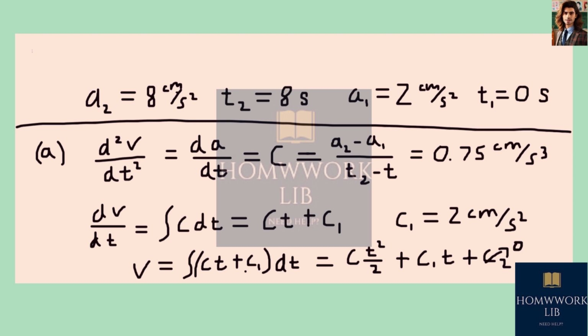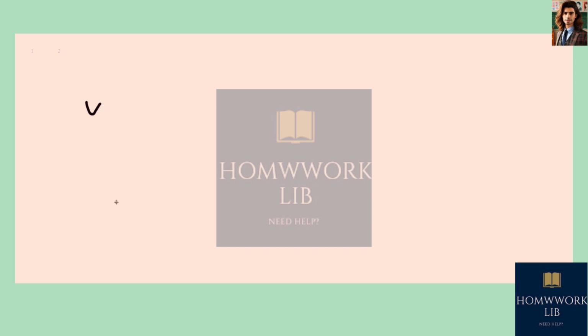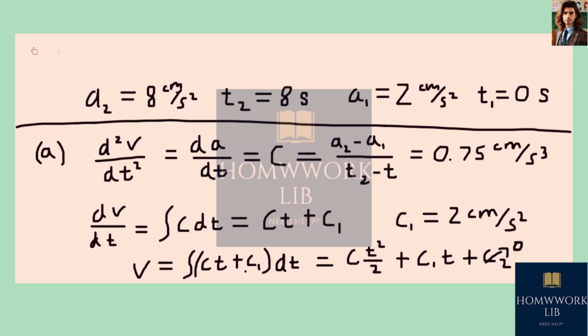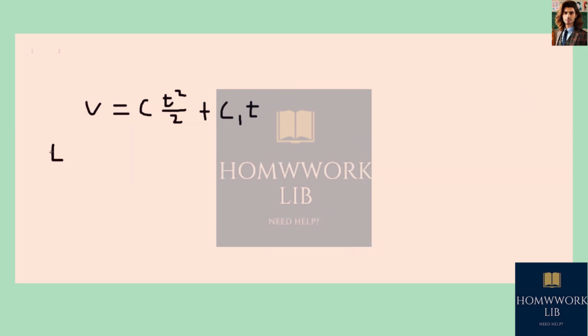Now, going to the next page, we have an expression for our velocity. Velocity is equal to c times t squared over 2 plus c1 times t. We know what c is: 0.75 centimeters per second cubed. We know c1 is 2 centimeters per second. So we have everything we need to find the velocity. Now we just plug in the values we're asked to find the velocity for.